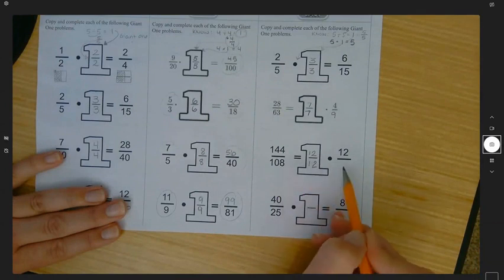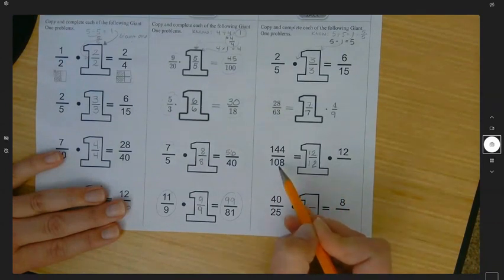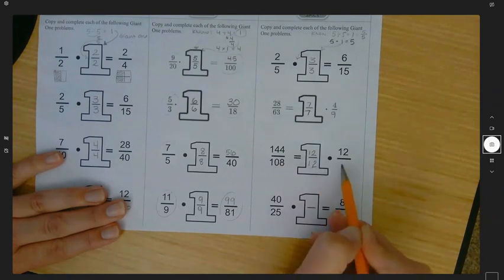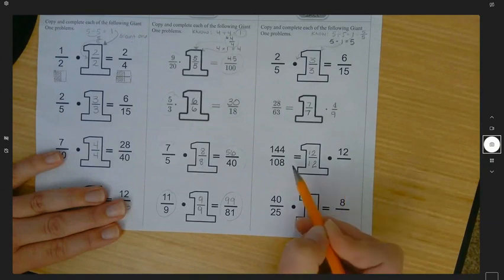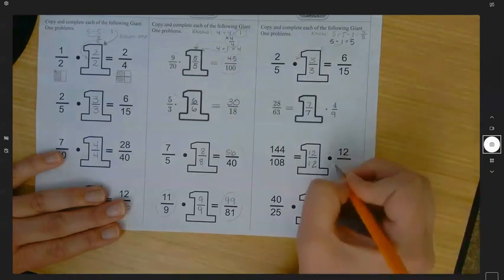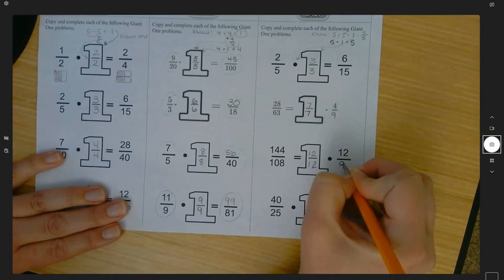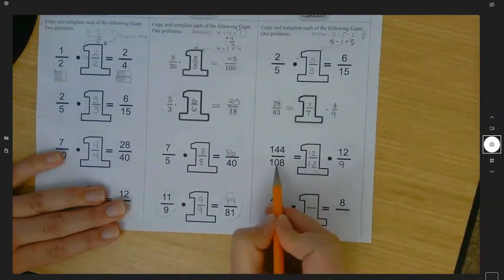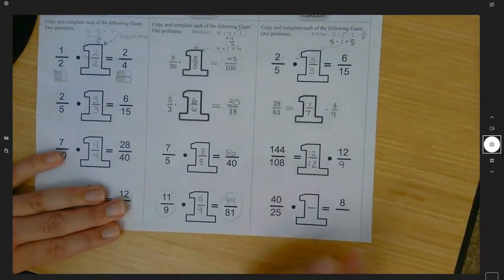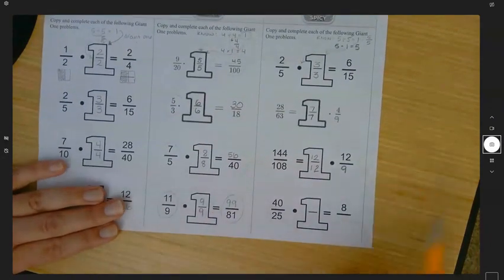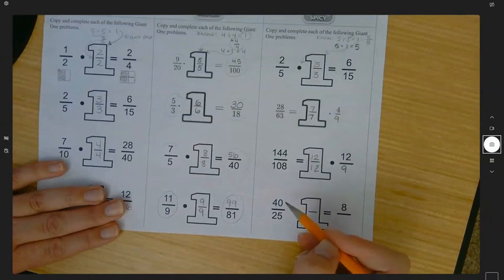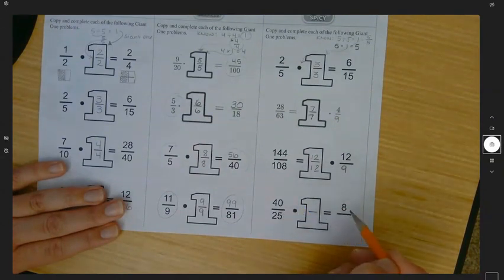Now we're going to ask ourselves what times 12 is equal to 108? Or we could say 108 divided by 12 is equal to what? And 12 times 9 is equal to 108. All right. Now this one is the trickiest one of the bunch. So we have 40/25 times 1 is equal to 8.